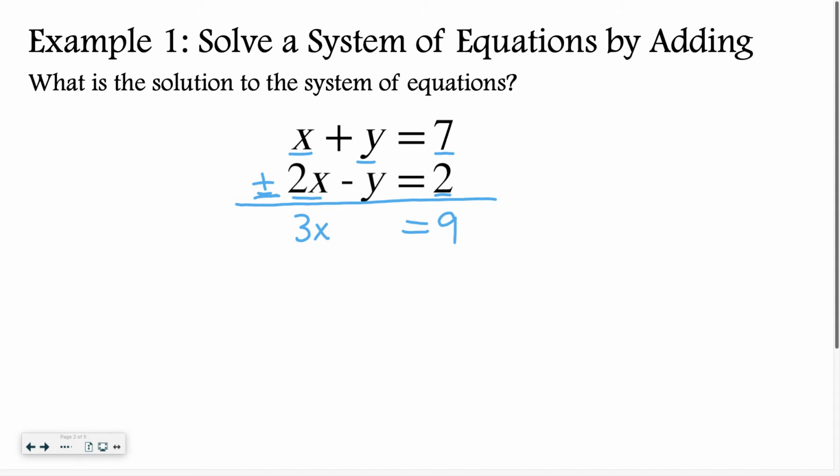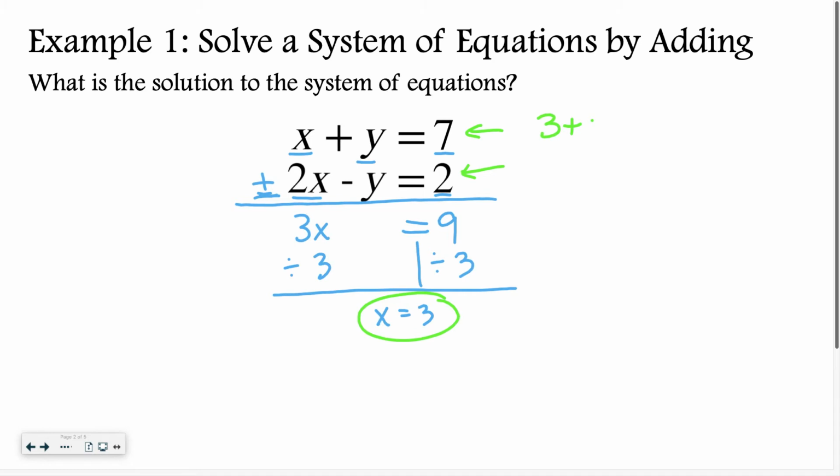All right, so now that I've done this, you can see my y is gone, which is great because now I can solve for x. So I have 3x equals 9. 3x is the same as 3 times x. Undo your multiplication with division. So I'm going to divide both sides by 3. I have x equals 3. And now what I'm going to do with this 3 is plug it in to either of my original equations. Okay, so if I plug 3 into the top one, I have 3 plus y equals 7. If I subtract 3 from both sides, I have y equals 4.